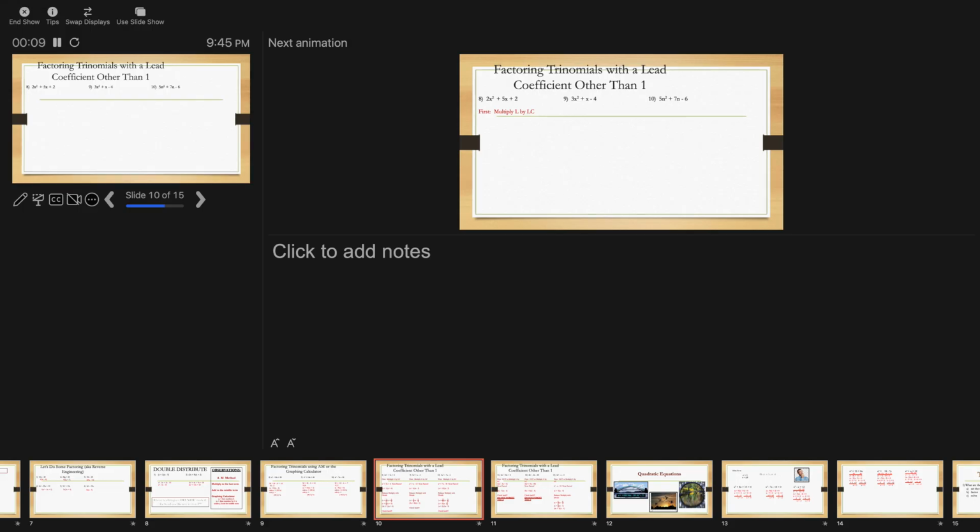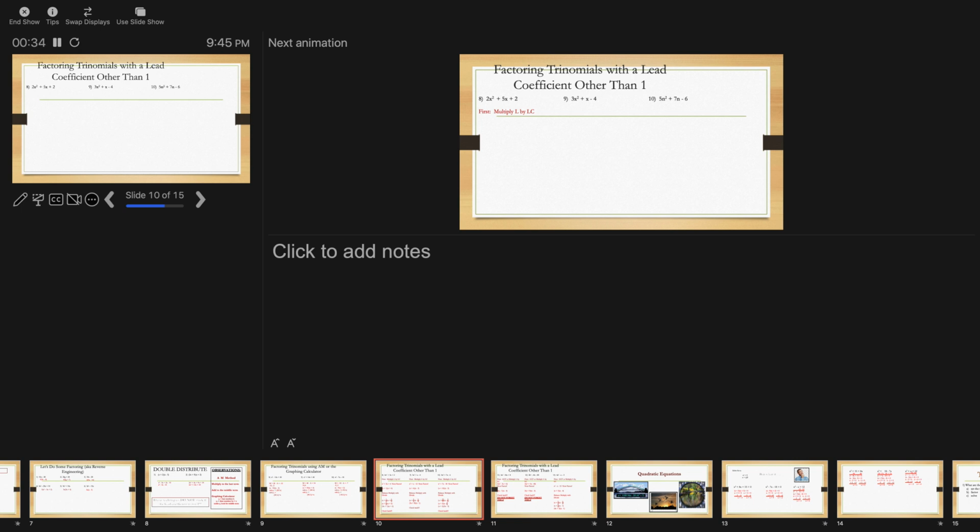All right, so now we'll continue with our factoring with lead coefficients other than 1. Try these 3, go ahead. So these guys here, of course you did stop and start. These guys here are clearly the most difficult kind of factoring that there is.